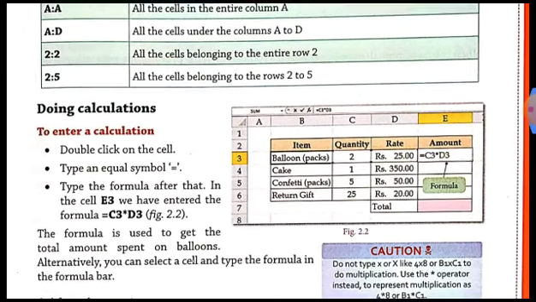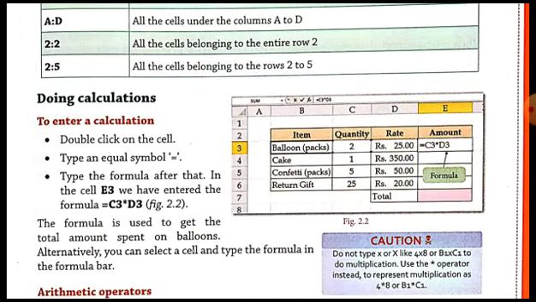Okay, now we'll see how we can do the calculations here. First of all, double click on any cell on which you want to perform the calculation, and then type an equal to symbol there. Whenever we start typing in a cell, that content will also be displayed in the formula bar. So you can either type it in the cell or you can also type it in the formula bar. Those both will be equivalent. So type the formula.